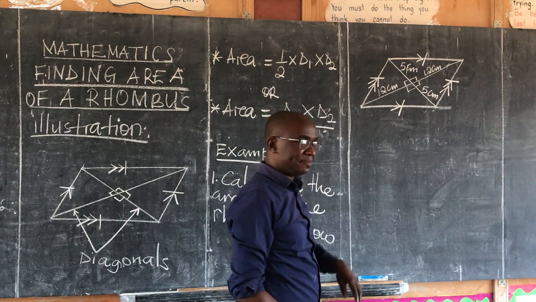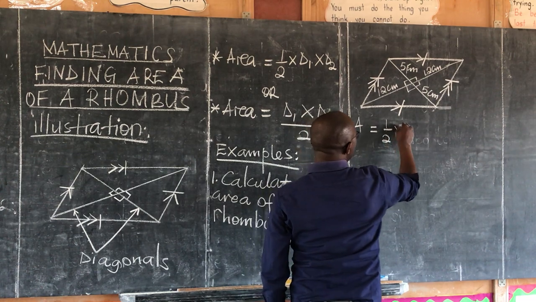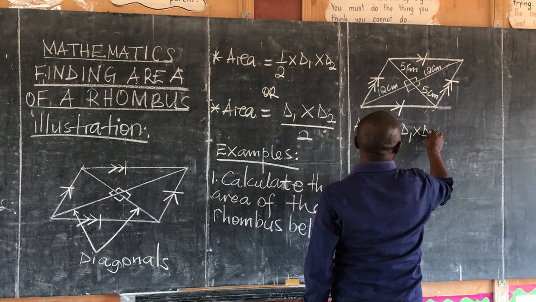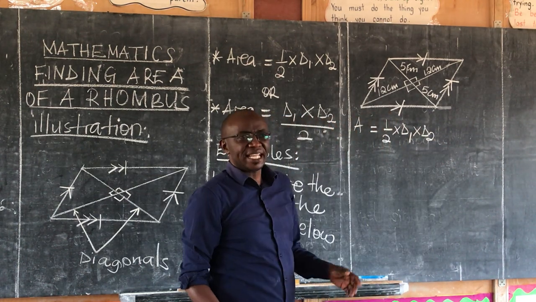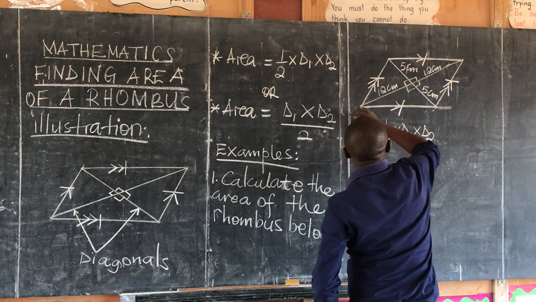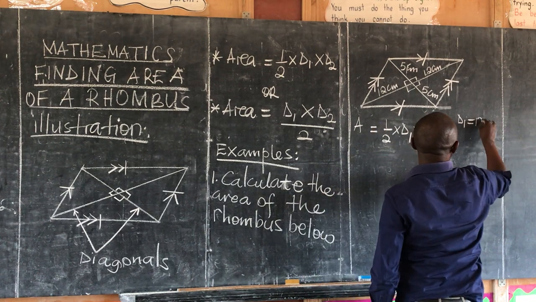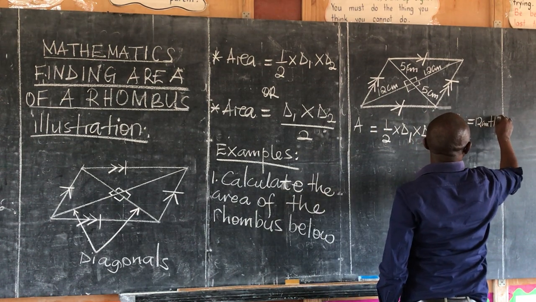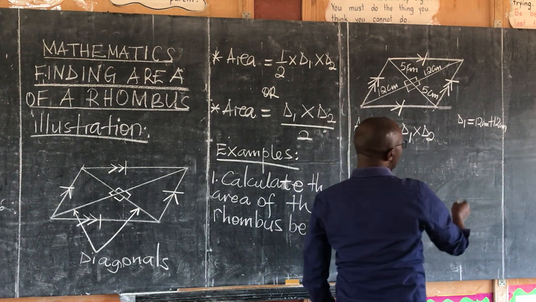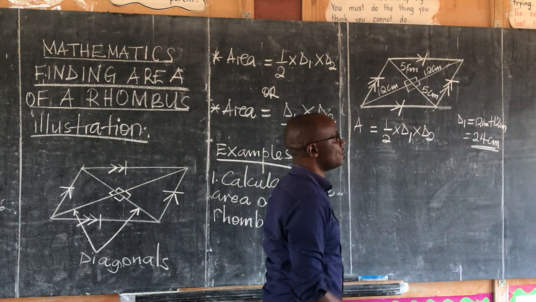So now we are going to find the area. Area of our rhombus is equal to 1/2 times the length of diagonal 1 times the length of diagonal 2. You can take any to be your diagonal one. Assuming this one is my diagonal one, diagonal one is equal to 12 centimeters plus 12 centimeters, which is 24 centimeters.